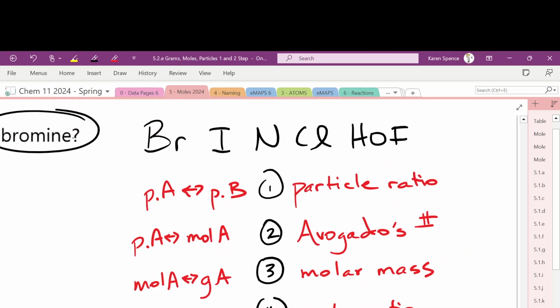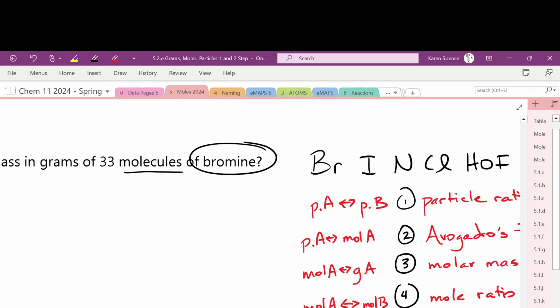Okay, so I've really shortened this up here. We've got the particle ratio, which converts particles of A to particles of B. So I've just put P for particles. Avogadro's number goes from particles of A to moles of A. Molar mass goes from moles of A to grams of A, and mole ratio goes from moles of A to moles of B. All right.